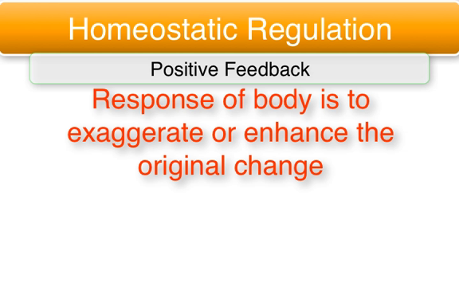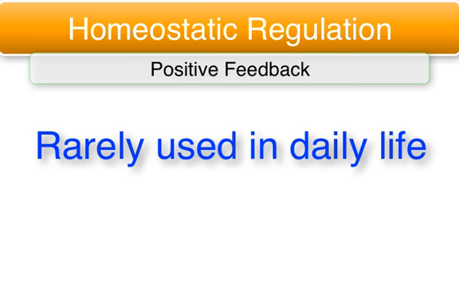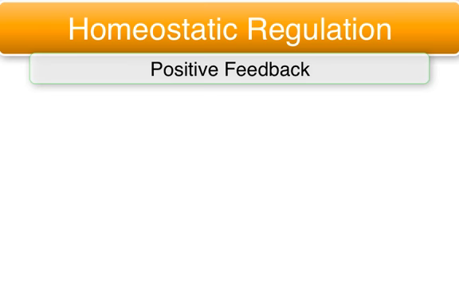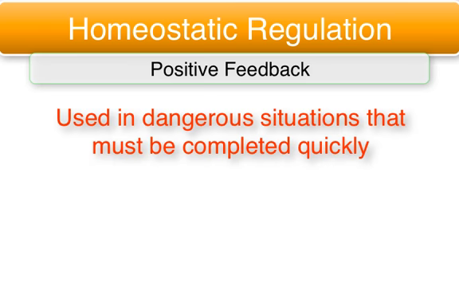Positive feedback is when the response of the body is to exaggerate or enhance the original change instead of opposing it. Positive feedback is rarely used in daily life. For example, positive feedback would never be used to regulate body temperature. If the body temperature were to rise and positive feedback were used, the response to the increased body temperature would be to increase the body temperature even more. This would cause great harm to the body. Instead, positive feedback is used in a potentially dangerous or stressful process that must be completed quickly before homeostasis can be restored.